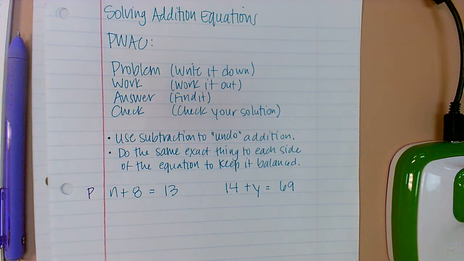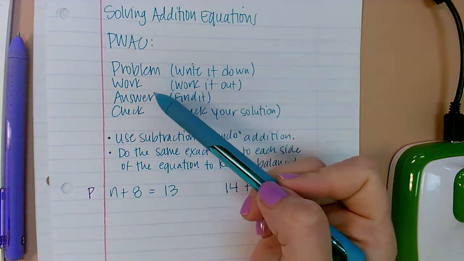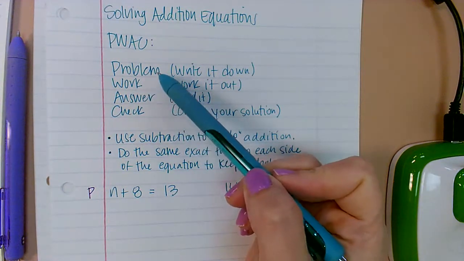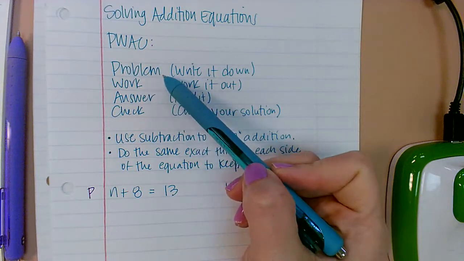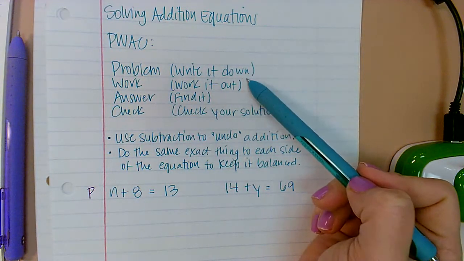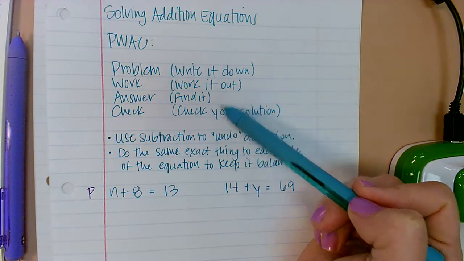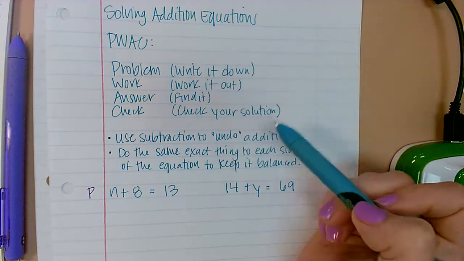Hey, so this is a 5-ish minute video for solving addition equations. We talked about earlier a 4-step strategy that we call PWAC, and it simply is problem, work, answer, check. So the first thing you're going to do is write down your problem, then we're going to work it out, find your answer, and then check your solution.